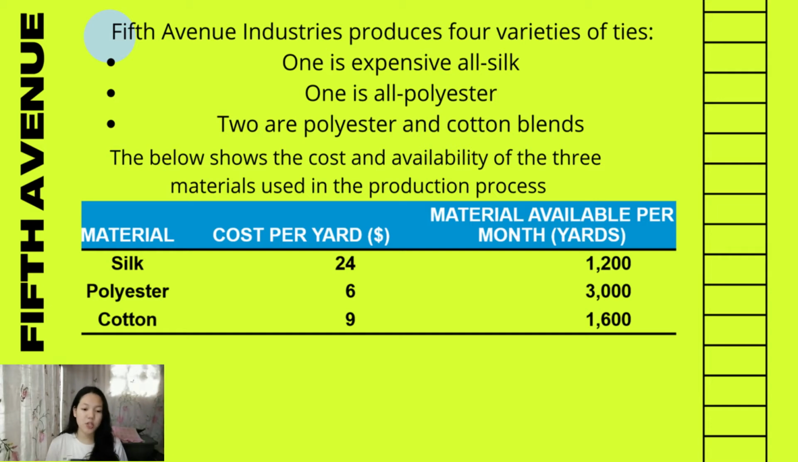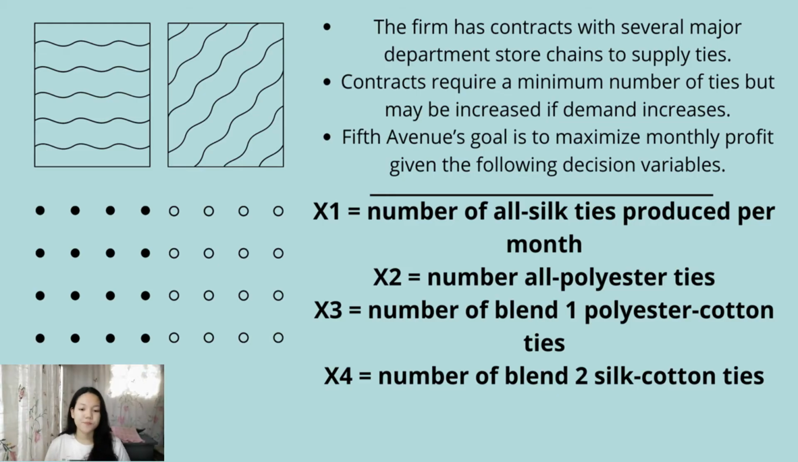Here in the table, it shows the availability of the three materials used in the production process. We have silk, polyester, and cotton. And we have here the cost per yard, and of course the material available per month. Here we have also the different variables. The firm has contracts with several major department store chains to supply ties. And the contract requires a minimum number of ties, but of course, it could increase. It depends on the demand.